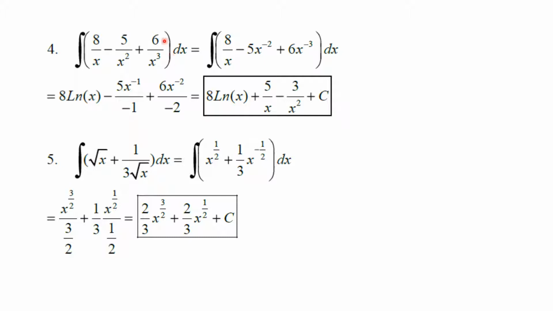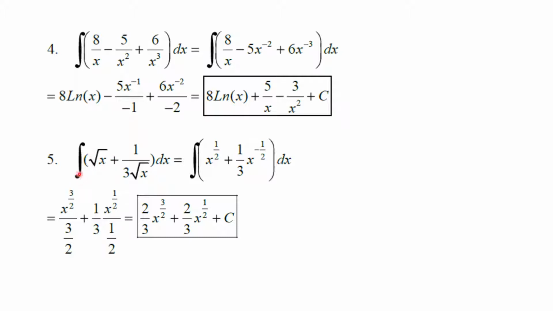And integrating 6 over x cubed is actually integrating 6 multiplied by x to the power of negative 3. So therefore, this can be integrated as 6x to the power of negative 2 over negative 2. So it will result in minus 3 over x squared. And of course, again, don't forget to add your c because c is the constant for the integration for an indefinite integral. Same goes for the next question, number 5.